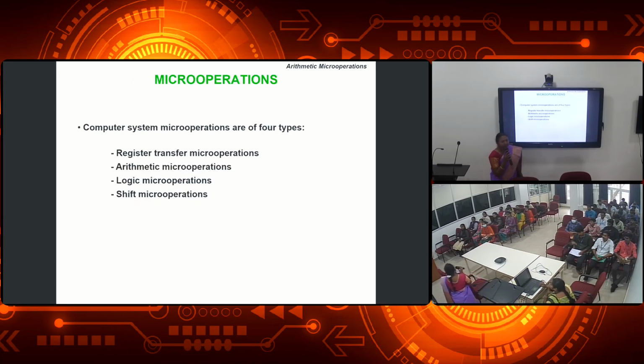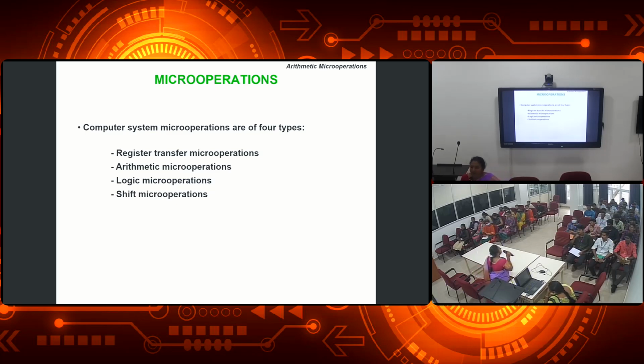Using registers, we can perform four micro operations. The first one is the register transfer micro operation, the next is the arithmetic micro operation, the next is the logic micro operation, and the next is the shift micro operation. What do you mean by a micro operation? An elementary operation performed on data stored in registers. An example: how do we perform a register transfer? R2 assigned to R1. It is an example of a register transfer micro operation.